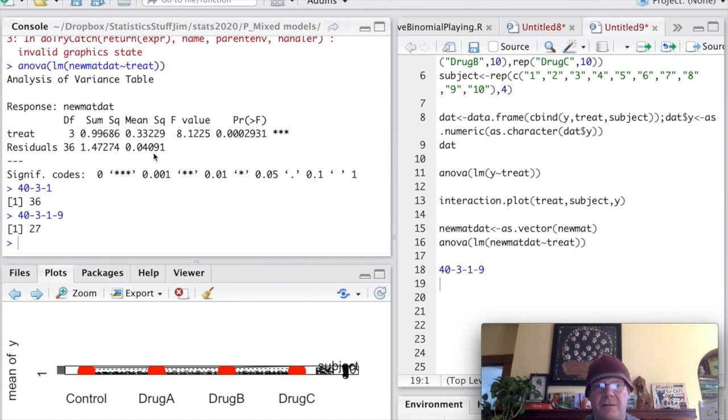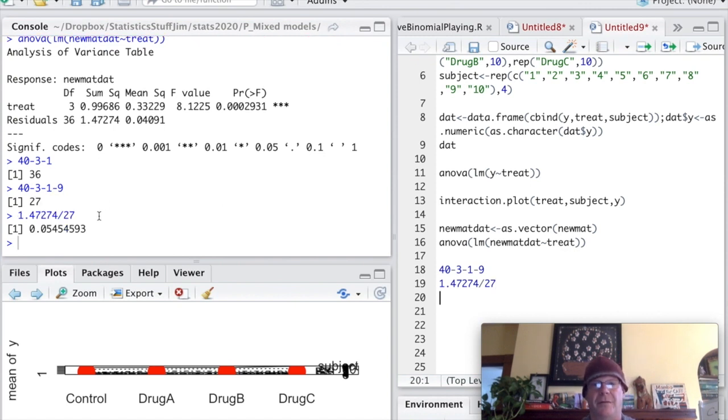which means that if we wanted to calculate the correct mean squared for the residuals, we would take the sums of squares associated with the residuals, but now we're going to divide it by 27. Okay, so that is what our appropriate mean squared should be for the residual term.